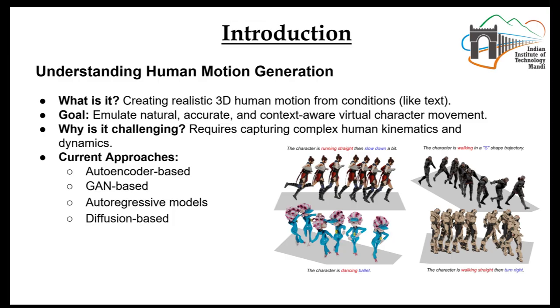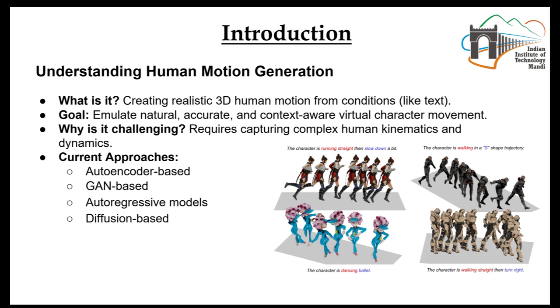To start, let's understand what human motion generation involves. Essentially, it's creating realistic 3D human motion based on given conditions, like a text description asking for a character to walk or jump. The output typically involves generating the precise angles for each joint in a human skeleton over time, bringing a virtual character to life.